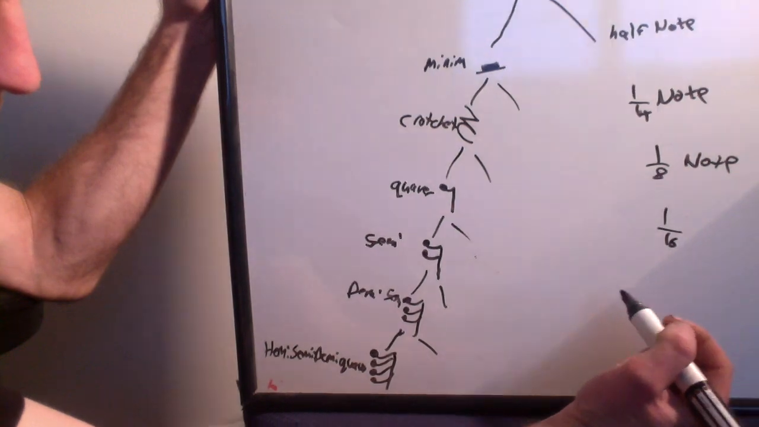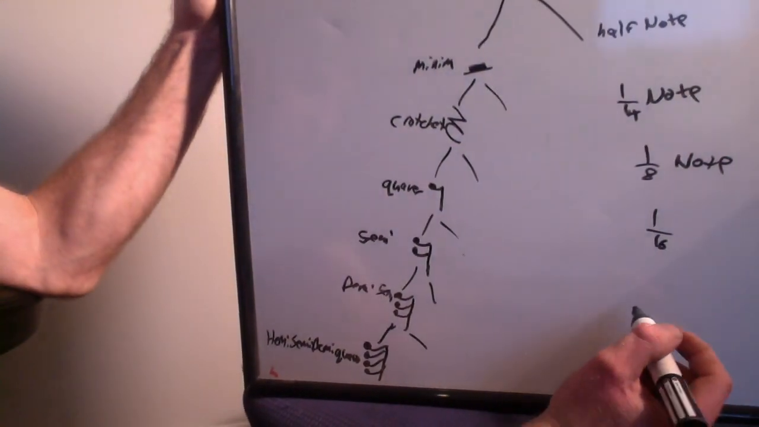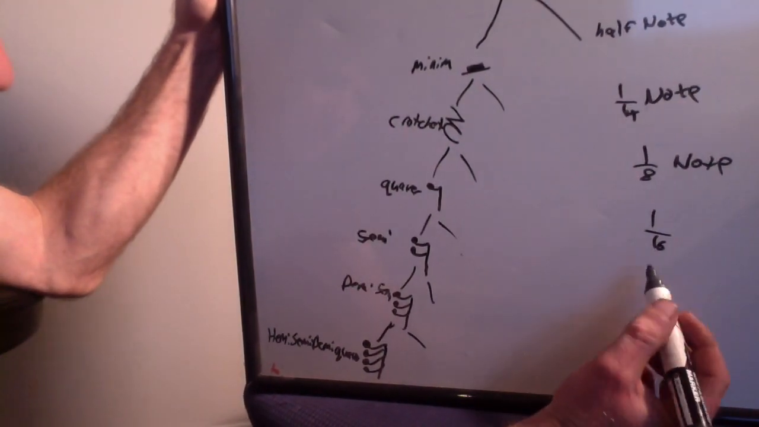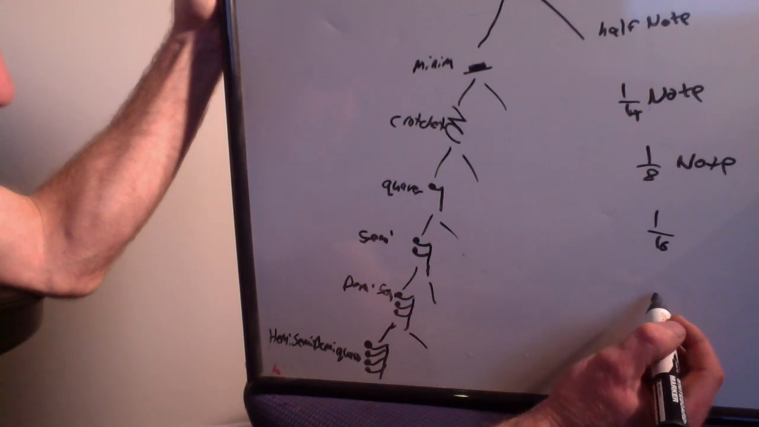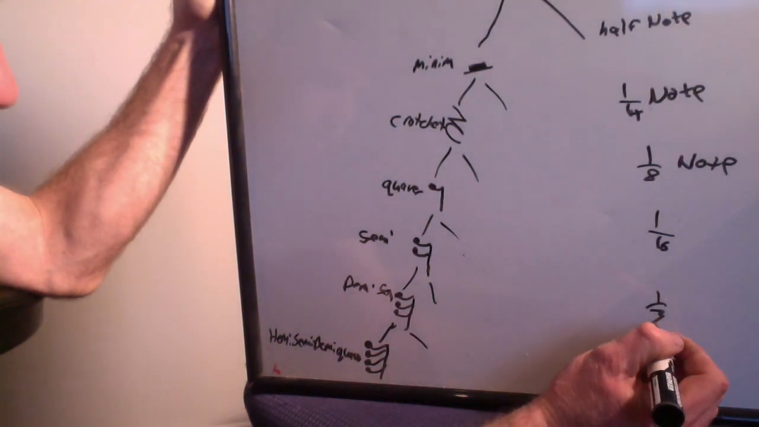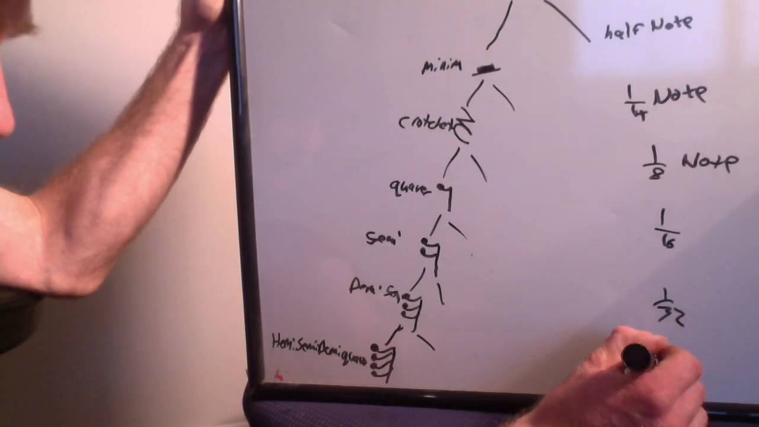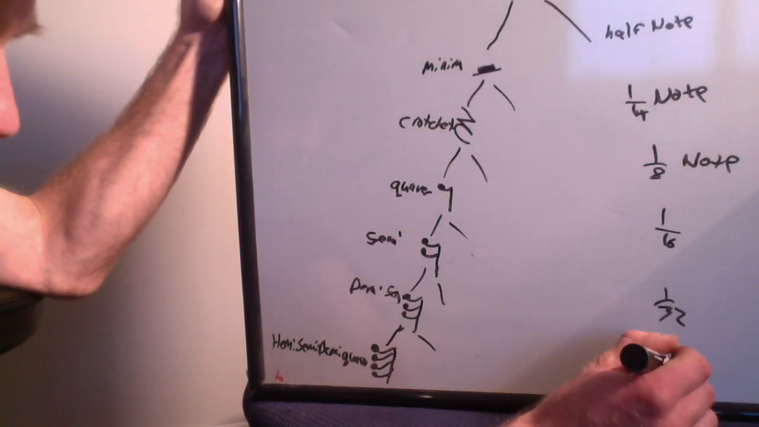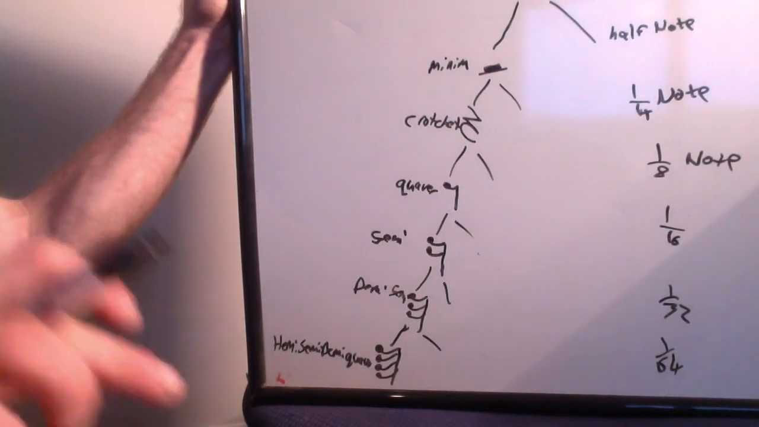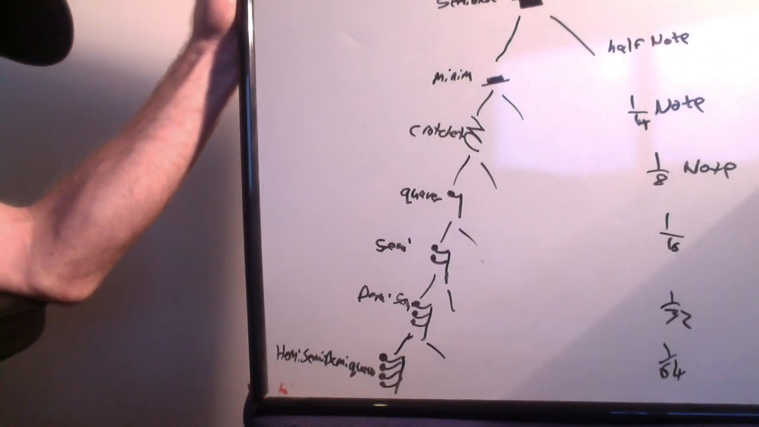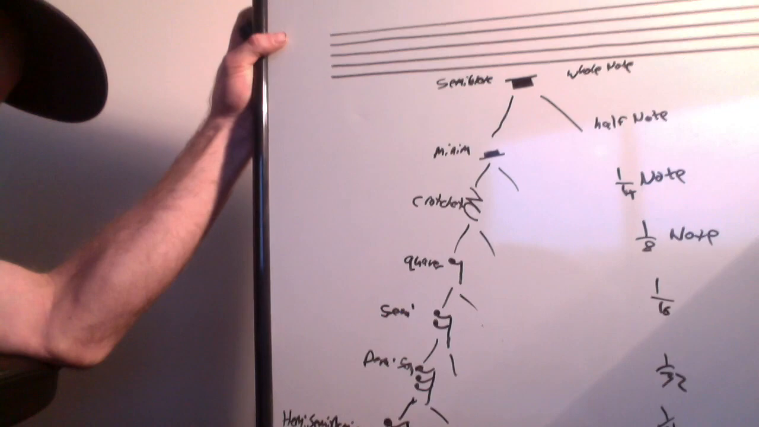Okay, so demi semi is our 32nd, and hemi semi demi being our 64th. So they're the same values as what the notes are, they're just rests instead of notes, so they're unplayed rather than played.